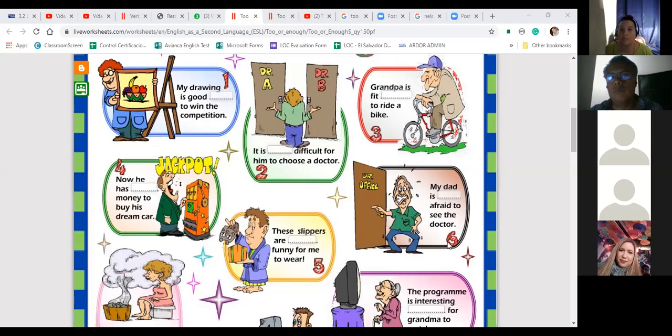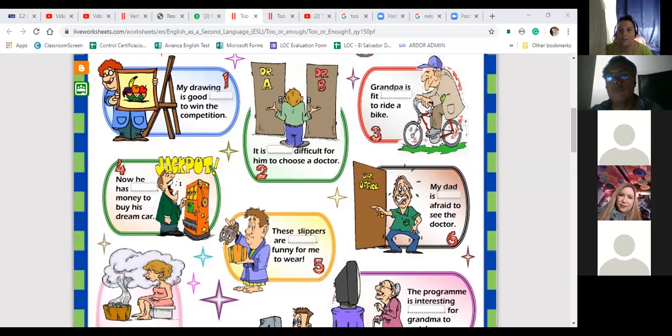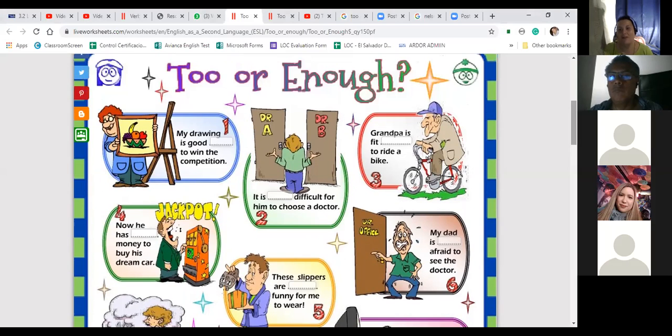Number six. My dad is too afraid to see the doctor. My father, very good. My dad is too afraid. Do you guys get nervous when you go to the doctor? Honestly, no. He doesn't like it, he doesn't go. What about anybody in your family, like your father? No. Okay. This happens mainly when you're a kid, right?